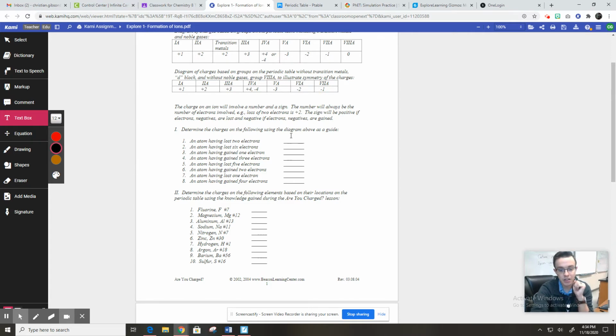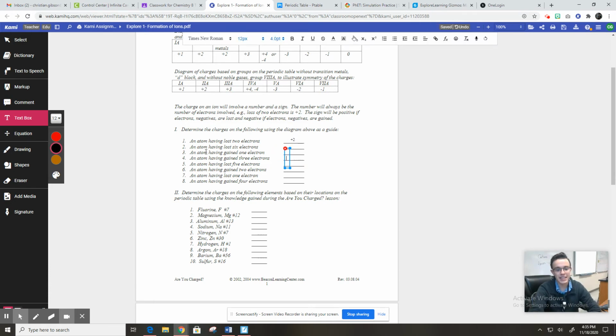So an atom having lost 2 electrons. If we lose electrons, that means that it's going to become positive because now it has more protons, which are positive, than it does electrons. So we know this is going to have a positive charge because we lost electrons. And now the question is, what is the value of its charge? We got to have a number with every charge. So it's positive, so the number is however many electrons it lost or gained. So it lost 2 electrons, so this is going to have a positive 2 charge. Okay? Now let's do one down here.